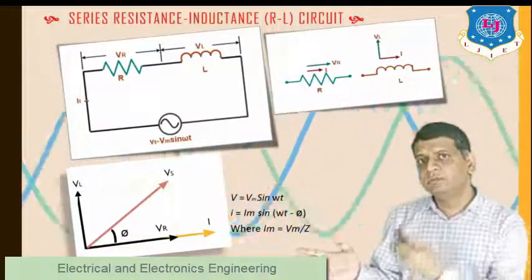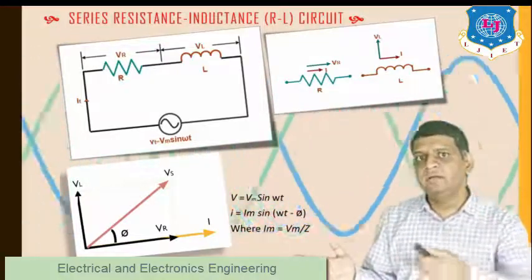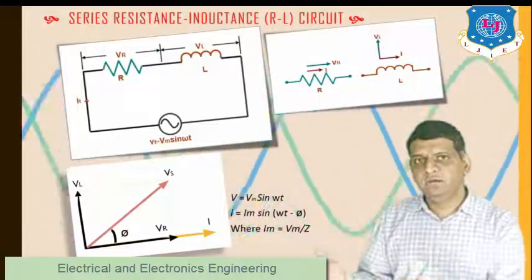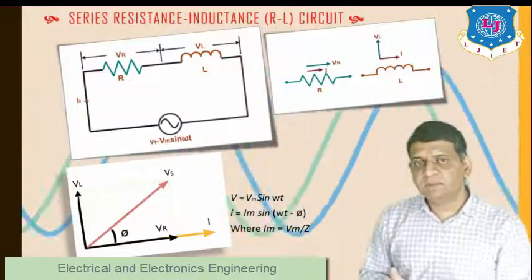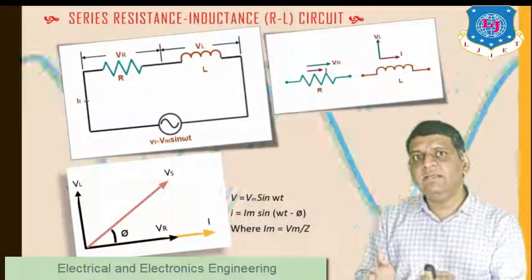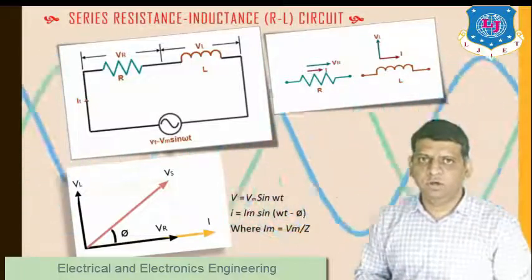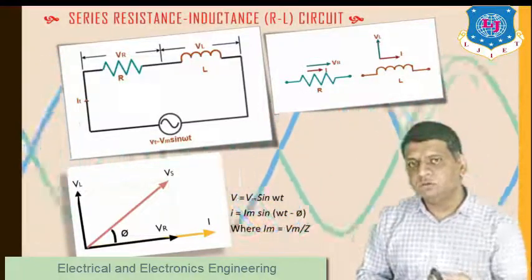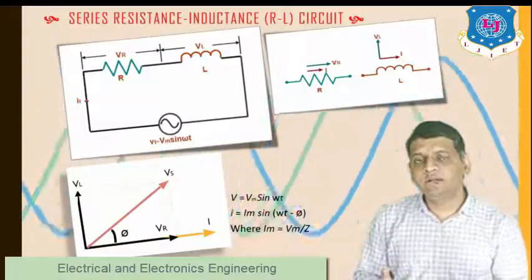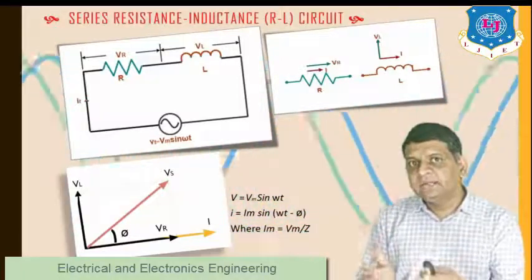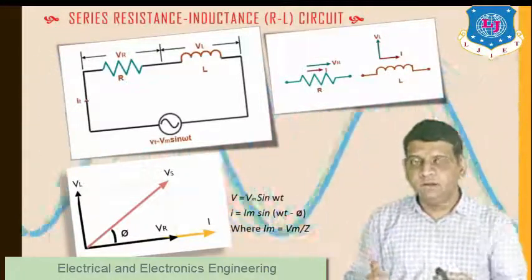From the phasor diagram, I can find the relation of voltage and current. Here the phase difference is minus phi. Straight away, the current is lagging by angle phi with respect to the voltage. From this, you can also define Im equals Vm divided by Z, where Z is the impedance, which we'll discuss in a minute.